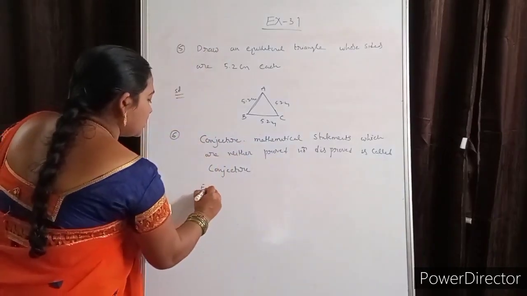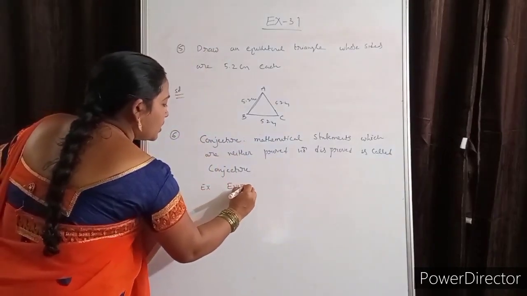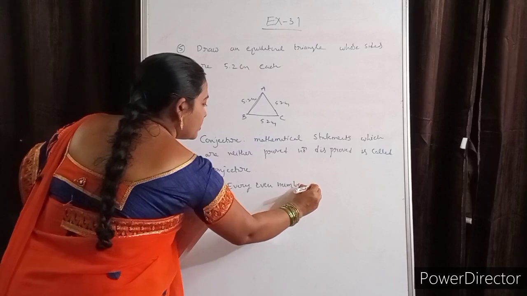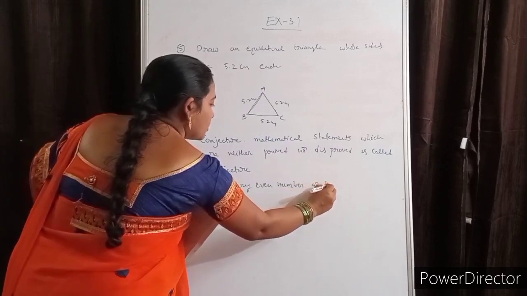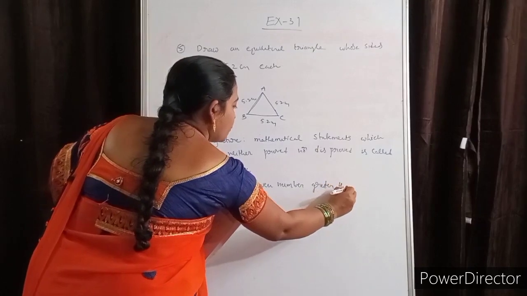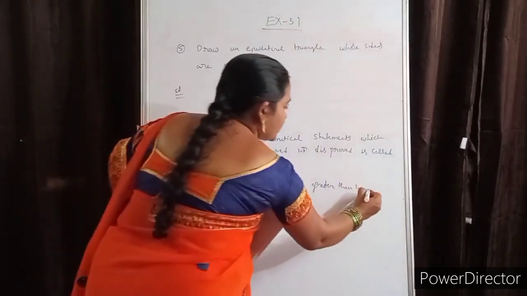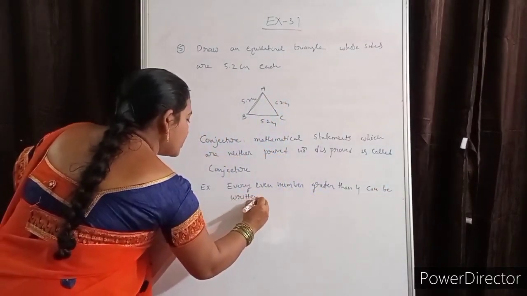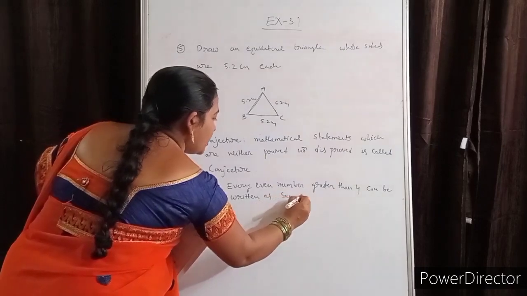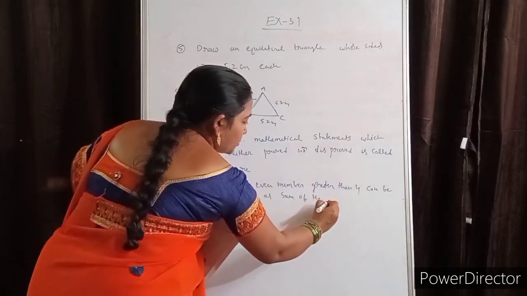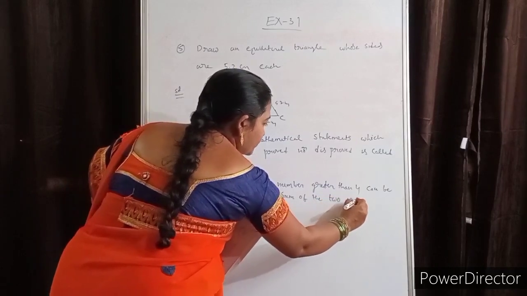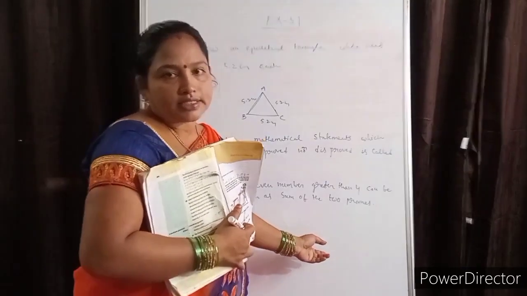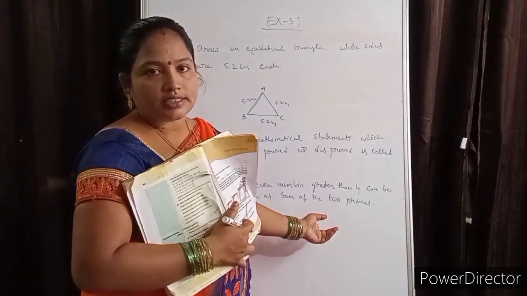Example: every even number greater than 4 can be written as the sum of two primes. This is called the Goldbach conjecture.